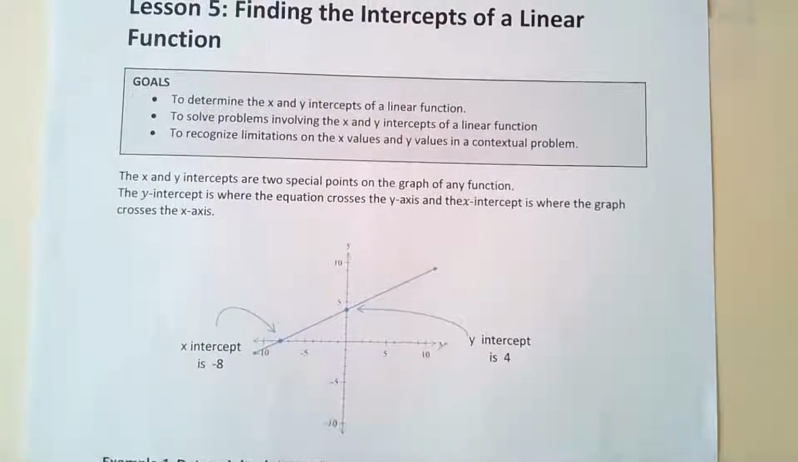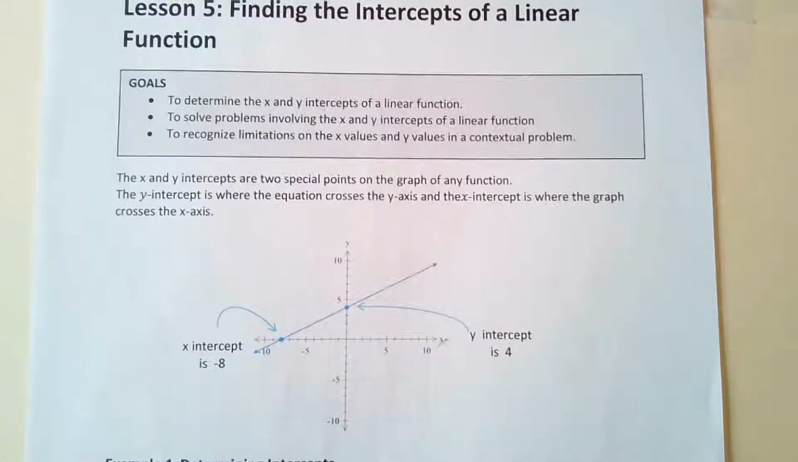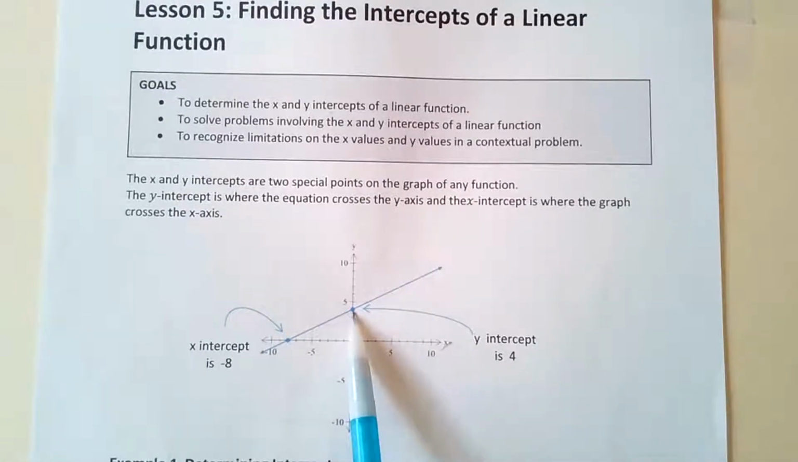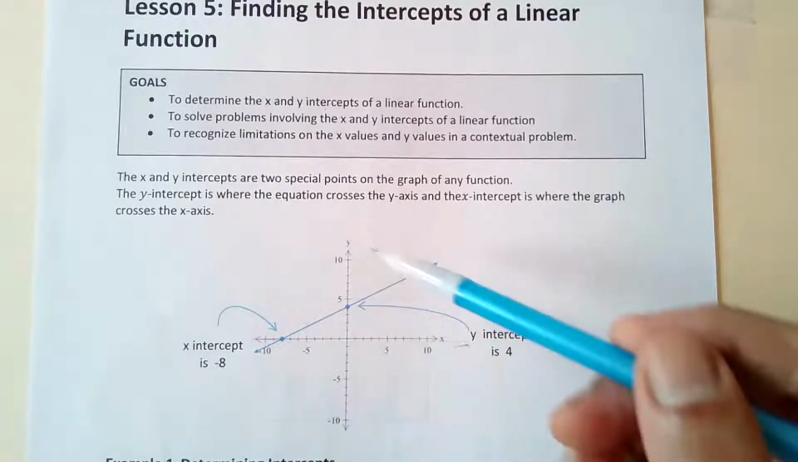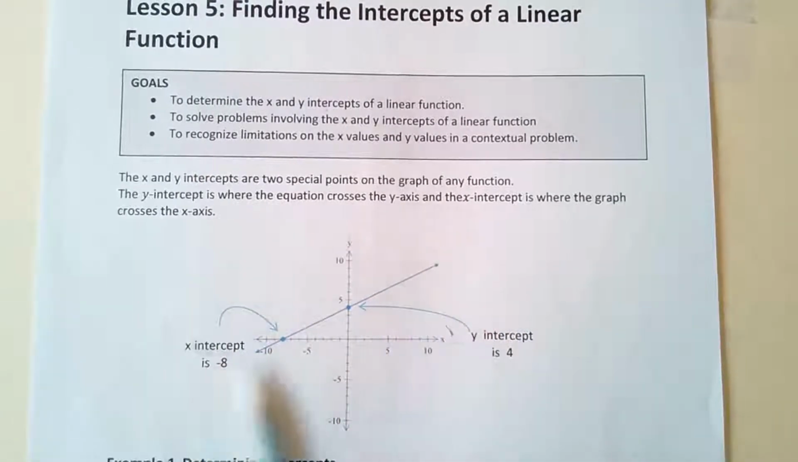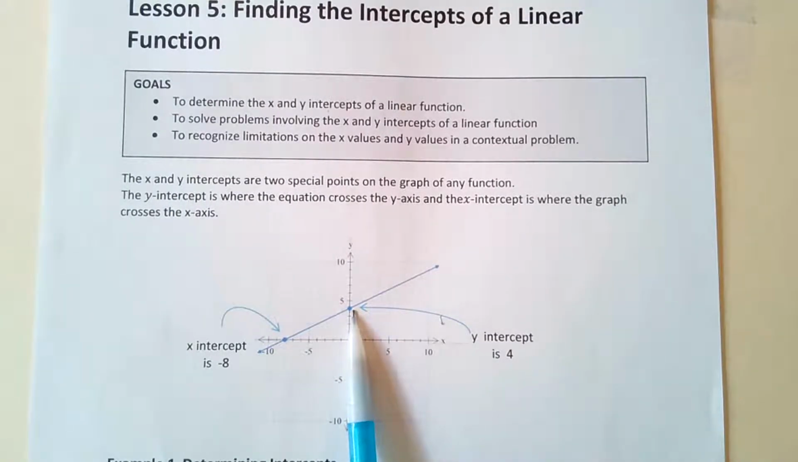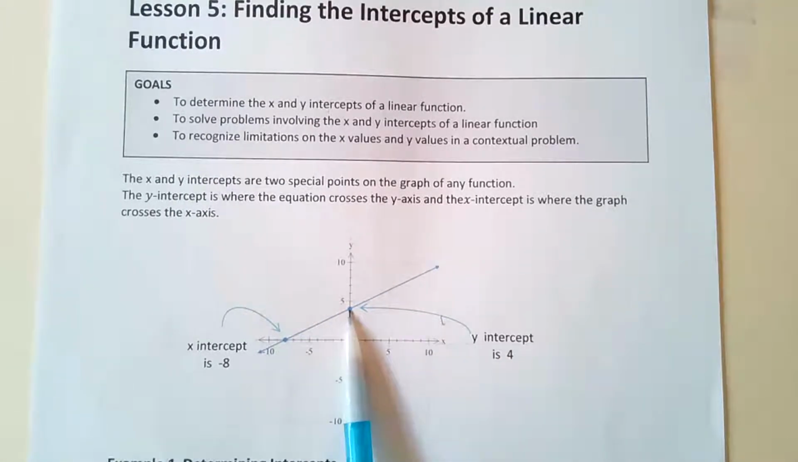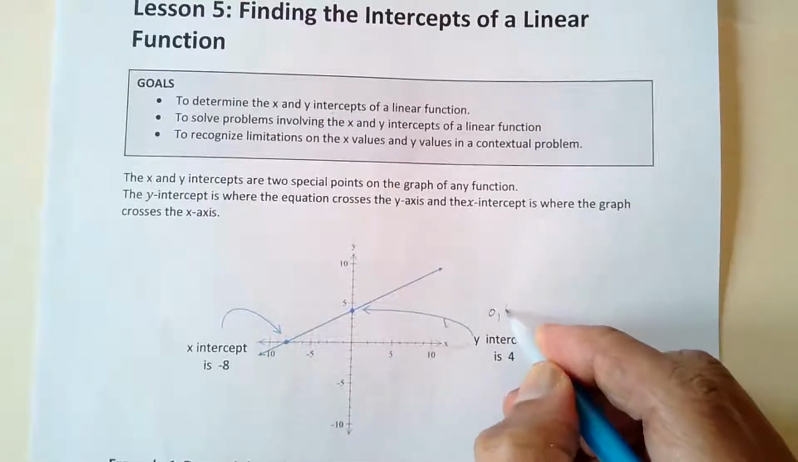Let's go back to your classroom booklet. So the x and y intercepts are 2 special points on the graph of any function. The y-intercept is where the equation crosses the y-axis. And the x-intercept is where the graph crosses the x-axis. So here is the x-axis, and your y-axis, on this Cartesian plane. It crosses the y-axis at the point 4. So that's referred to as the y-intercept. The coordinates for this particular point would be x is 0 and y is 4.